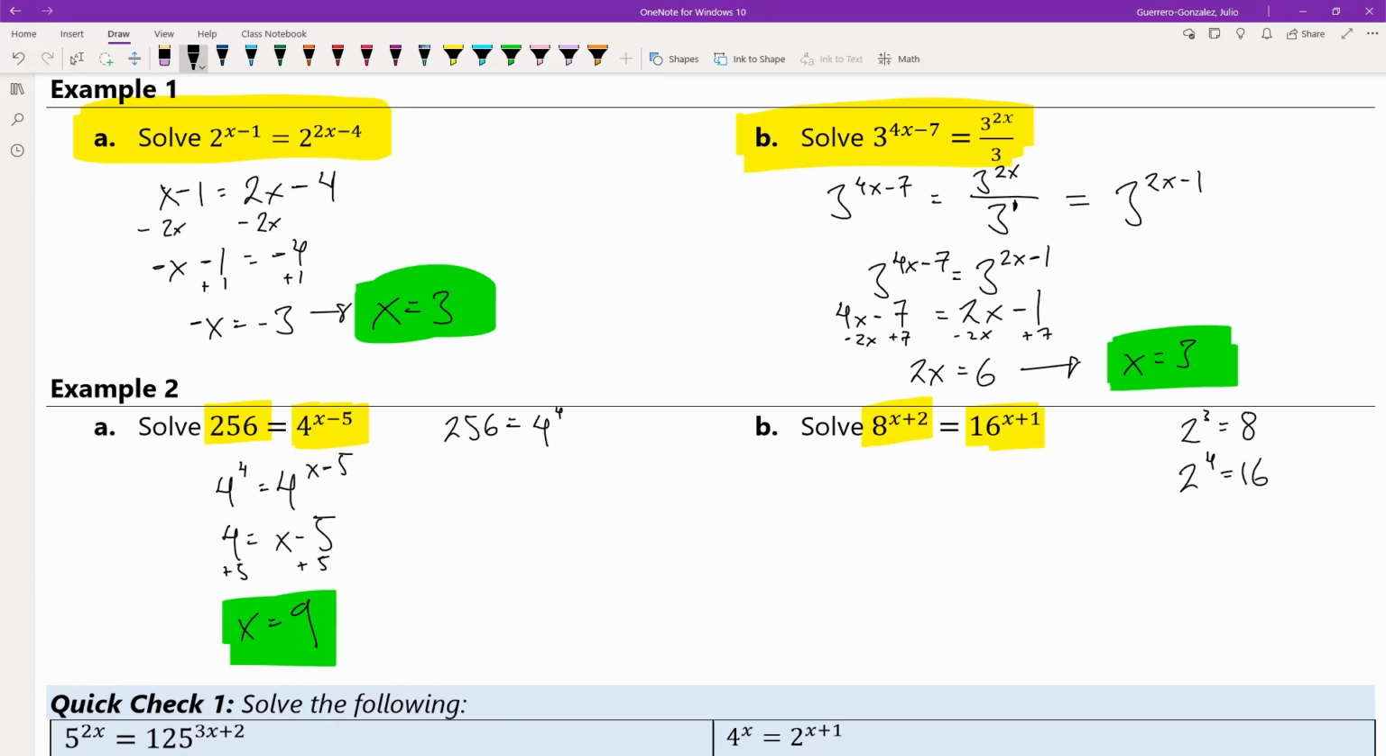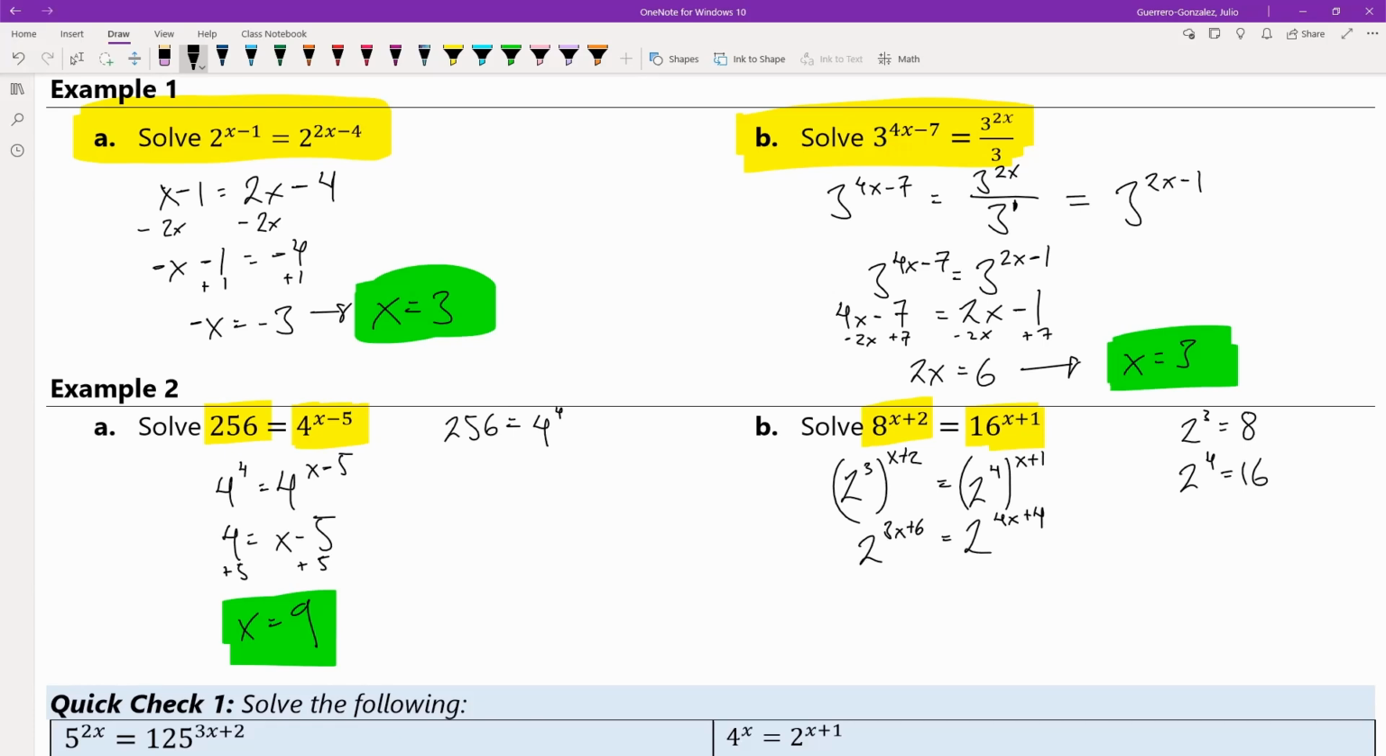So 8 is now 2 cubed, and I haven't done anything with the exponent yet, so it's going to be x plus 2, is equal to 2 to the fourth to the x plus 1. Then what I get here is 2 to the 3x plus 6 is equal to 2 to the 4x plus 4.